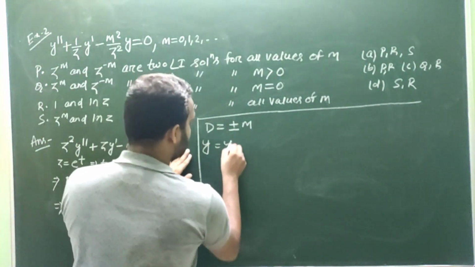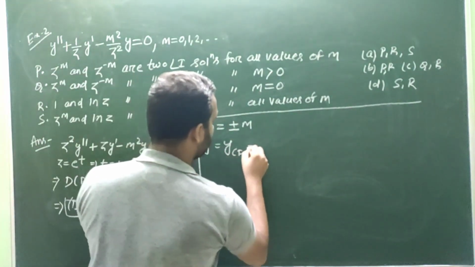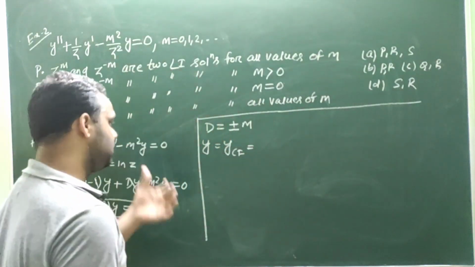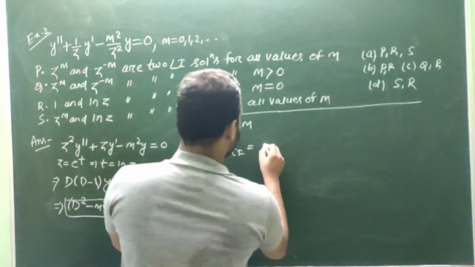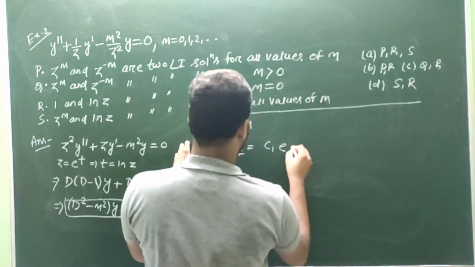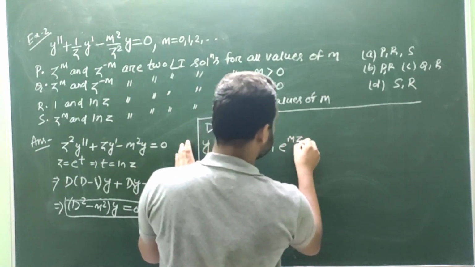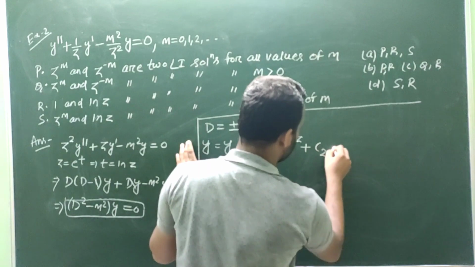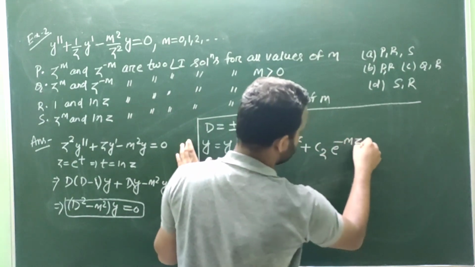Let me write it down here. Why CF? You will definitely get confused here. y is equal to C1 e to the power mt plus C2 e to the power minus mt.